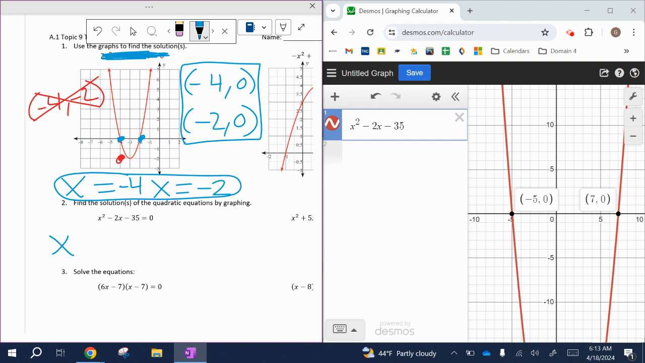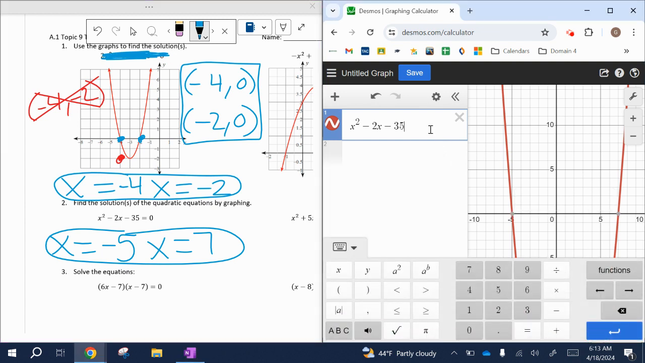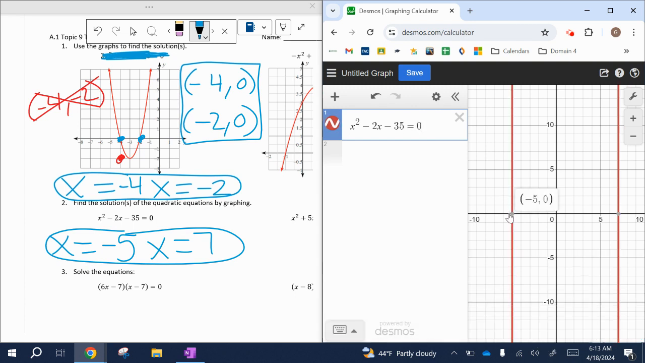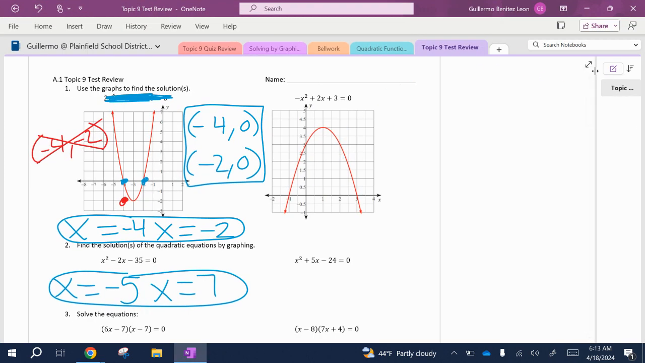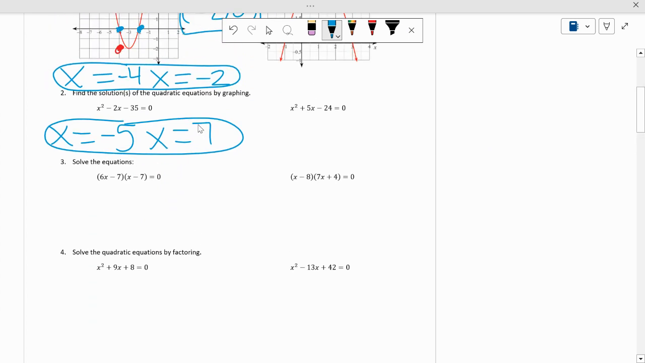x equals -5 and x equals 7. And just to show, I'm going to put the equal 0 just to show that I'll still have the same answers. The difference is that when you put the equal 0, it'll make the graph look like two straight lines, but you still get the same answers. Okay, now I'm going to go back here. That was number 2, solving by graphing.